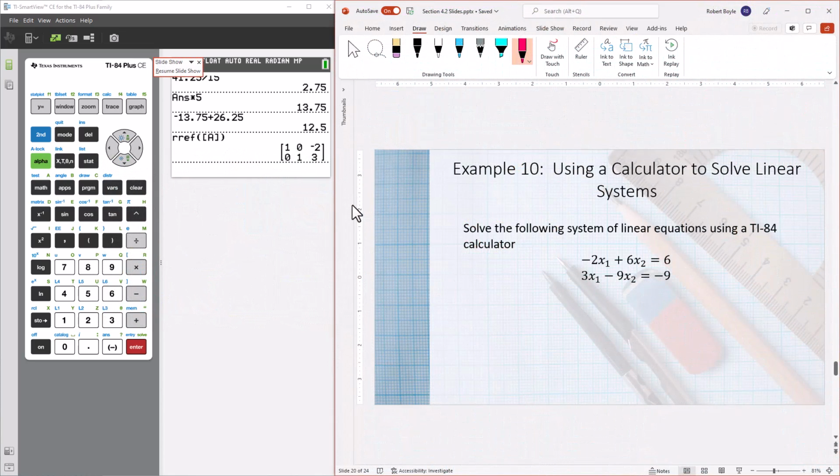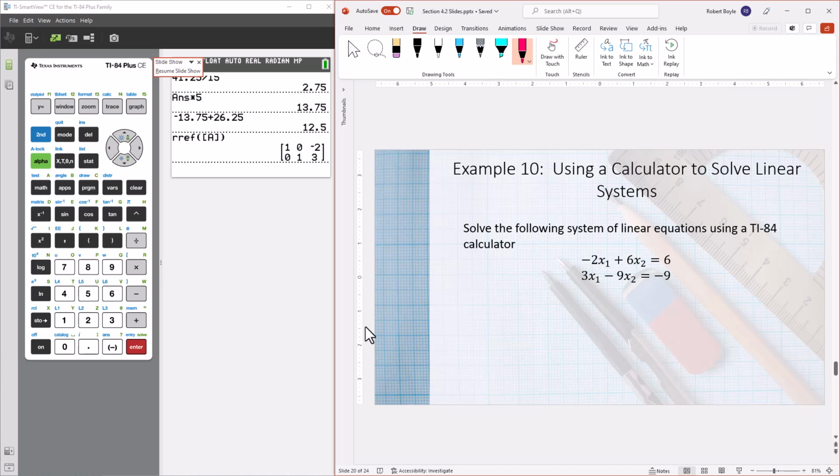For the rest of this video, I am probably going to use this format because once again, we're going to be using our calculator to solve most of our problems. So here in this example, it's example 10. I skipped example 9 because it actually was just example 8 all over again. We want to solve this system of linear equations using our calculator.